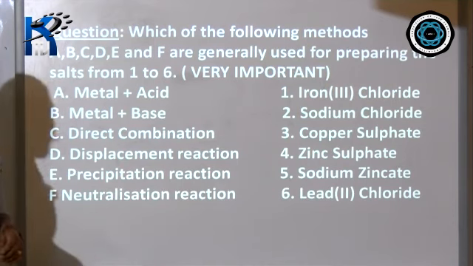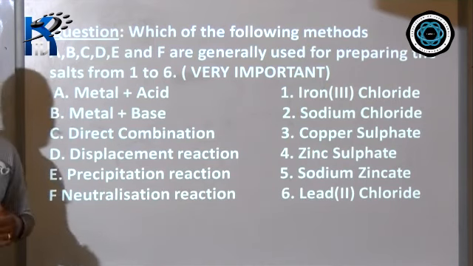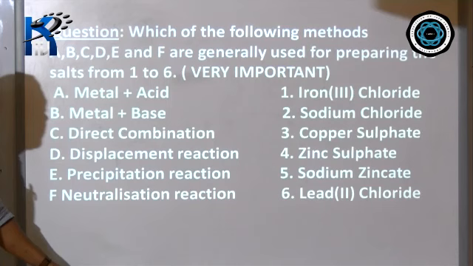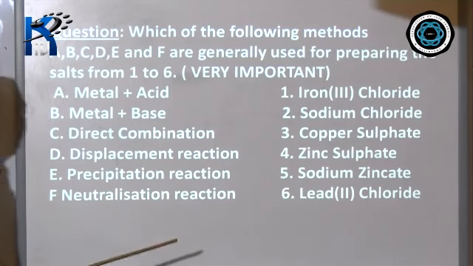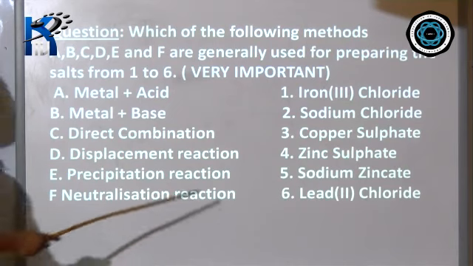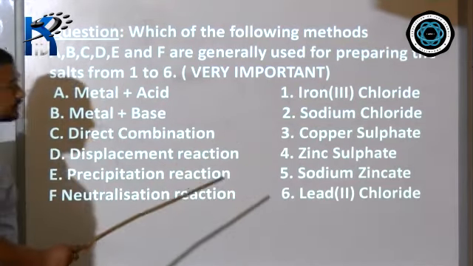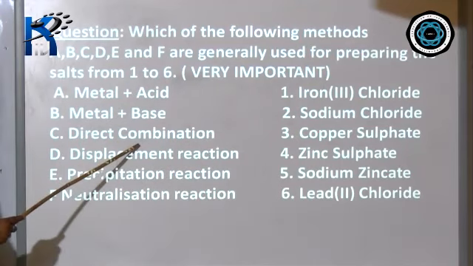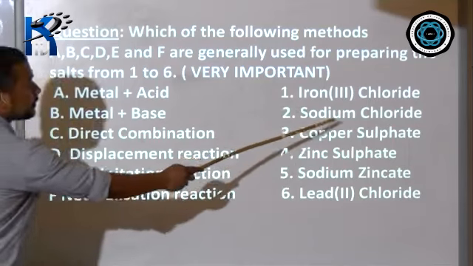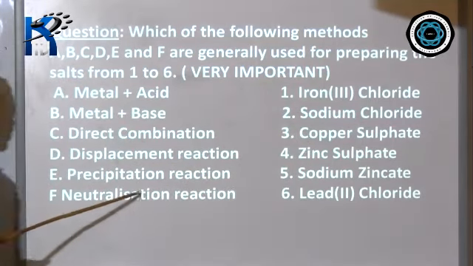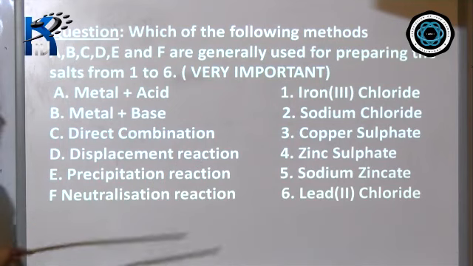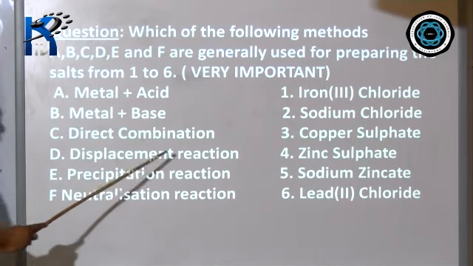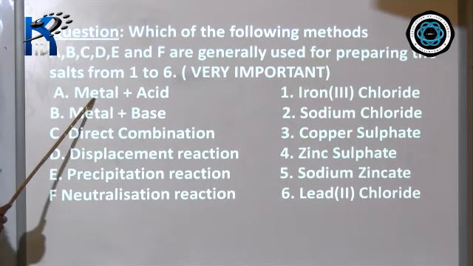I have already given you a few examples, but that is not enough. So you have to refer to the book to see the preparation of other salts too. Now go with the one which you are confident with. Let us see this one first. Iron 3 chloride. Iron and chlorine combine to form iron 3 chloride. So this is formed by direct combination reaction. Sodium chloride is a normal salt formed by neutralization reaction.